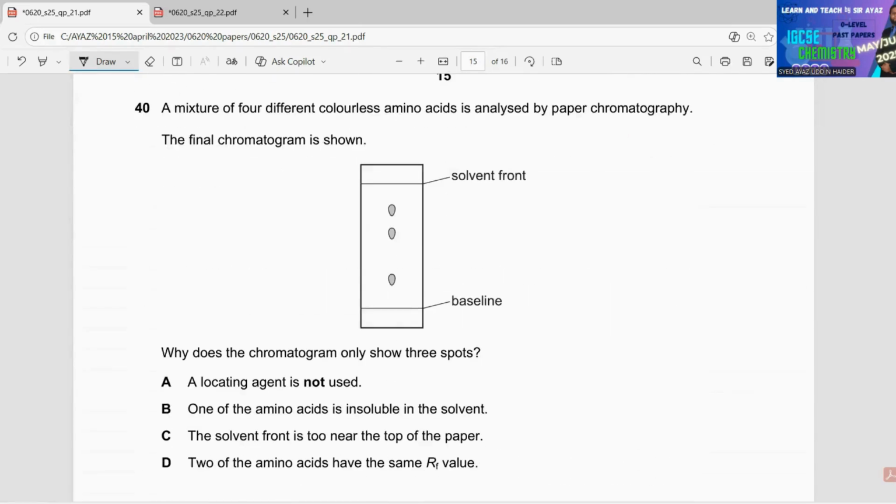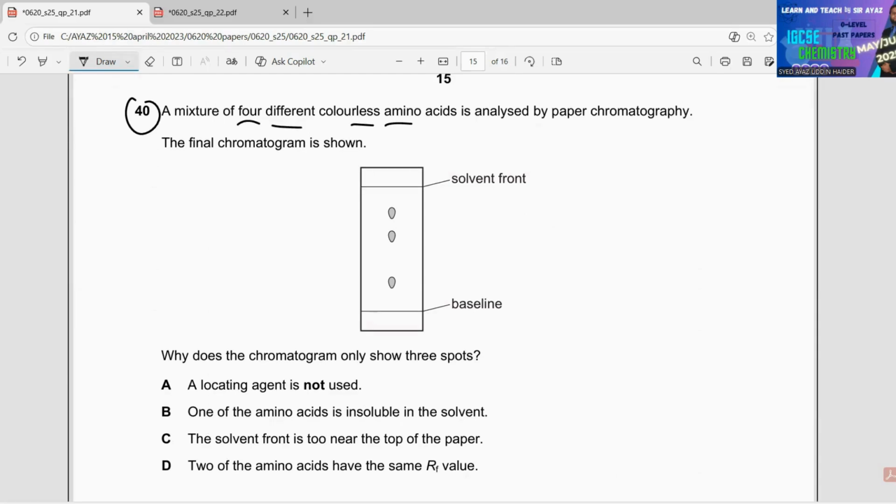Last, a mixture of 4 different colorless amino acids is analyzed by paper chromatography. The final chromatogram is shown. Why does a chromatogram only show 3 spots? So they are saying 4 different amino acids. Now, why does a chromatogram only show 3 spots? A locating agent is not used. If they have not used the locating agent, you won't be able to see the spots. So this must be incorrect.